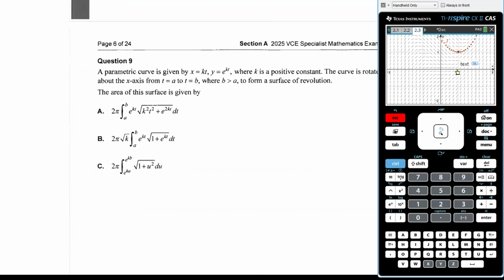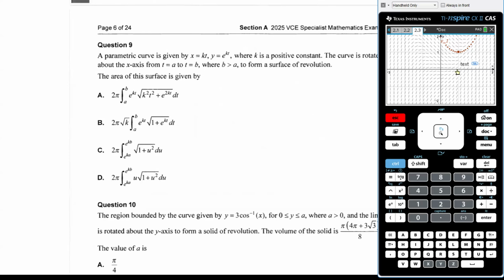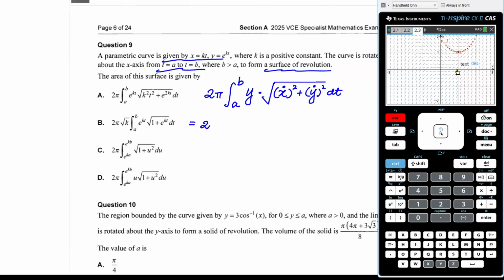Question 9, moving on. Okay, parametric curve, surface of revolution from t equals a to t equals b. What I'll do is I'll write 2 pi, because this is rotation about the x-axis. I'll go from a to b, that's the t values, y times the square root of x derivative squared plus y derivative squared. And then I'll put a dt here. So the next thing is I'll do 2 pi integration from a to b.